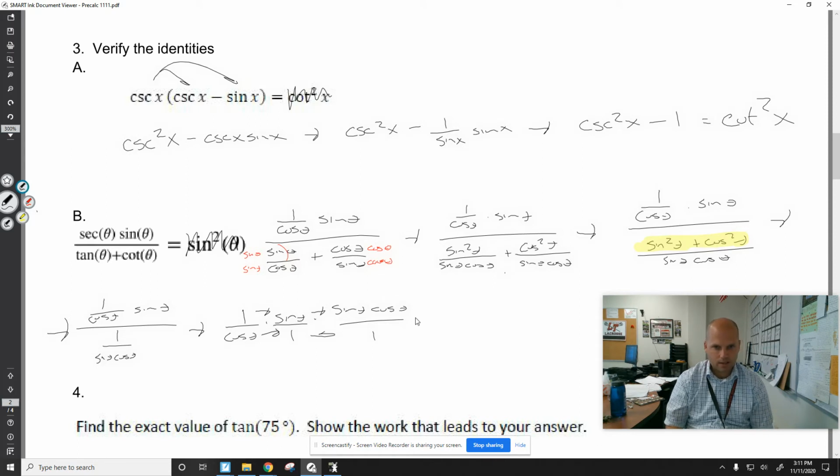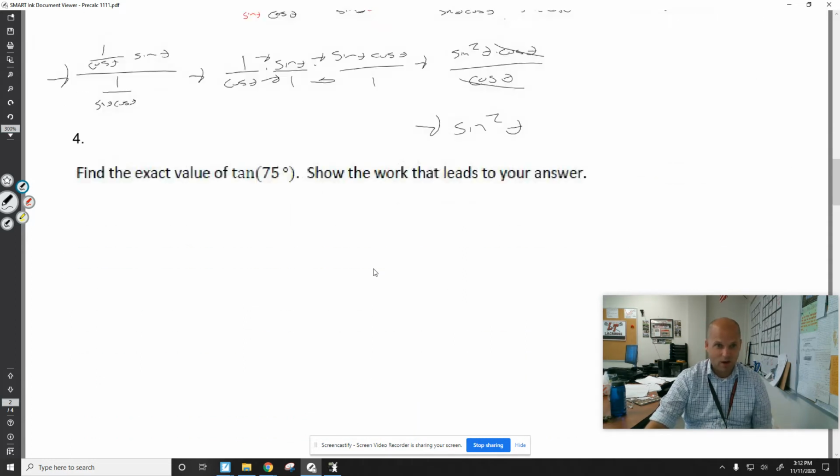We get sine squared theta cosine theta over cosine theta. This is multiplication, which makes it easy to simplify. I get sine squared theta, which is what I'm looking for. It's involved, man. It's tough.